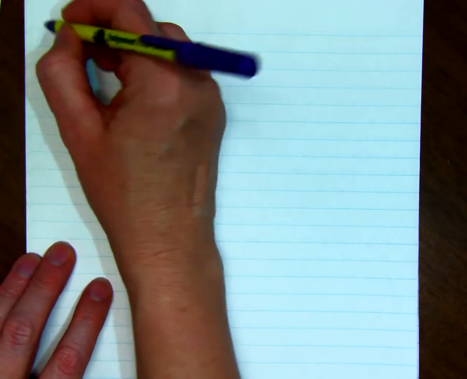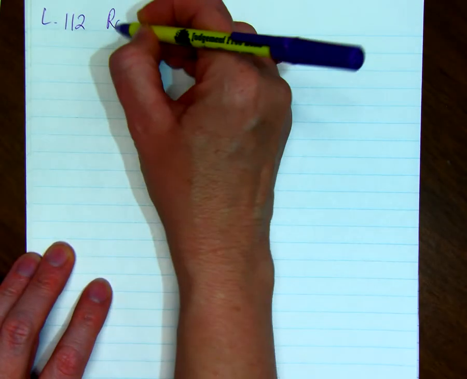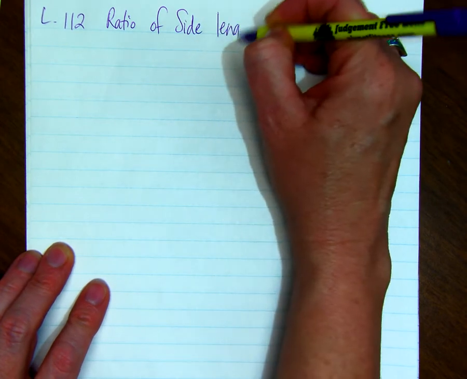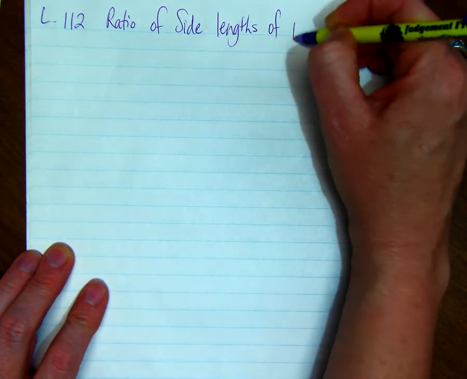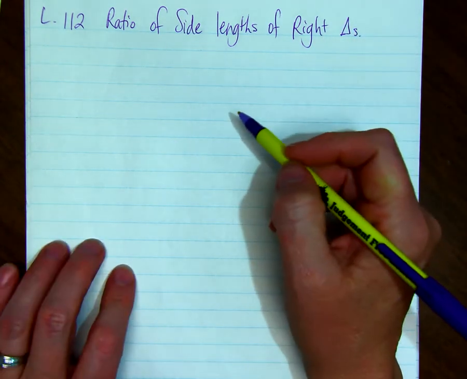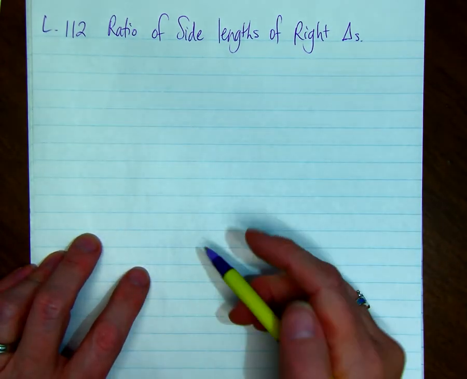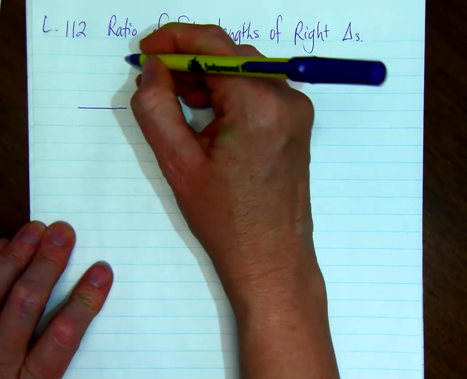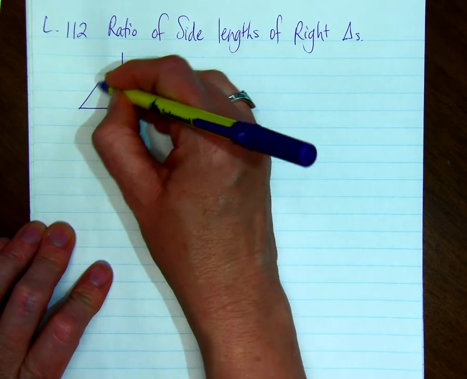Lesson 112, ratio of side lengths of right triangles. So it's important to realize that we are talking about right triangles for this lesson. So here's a right triangle.